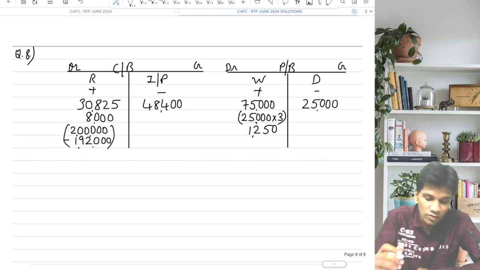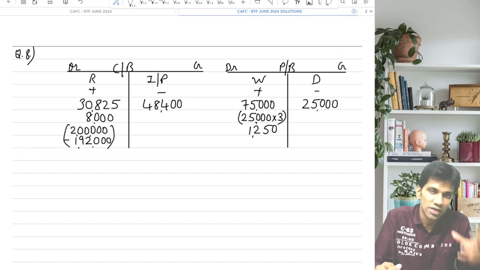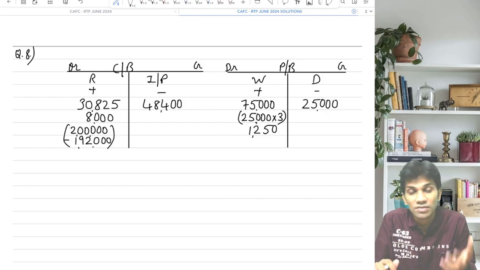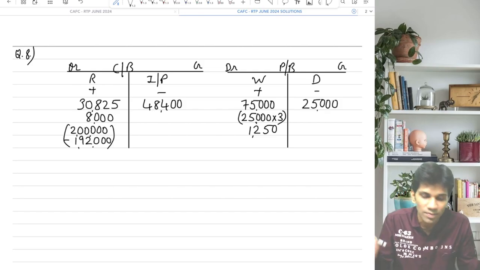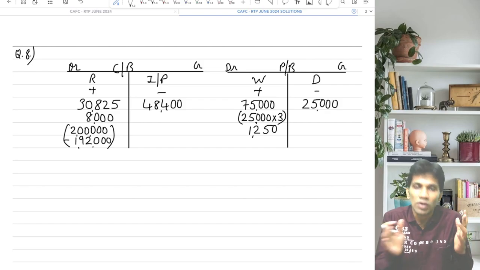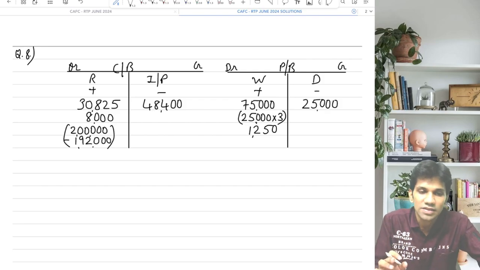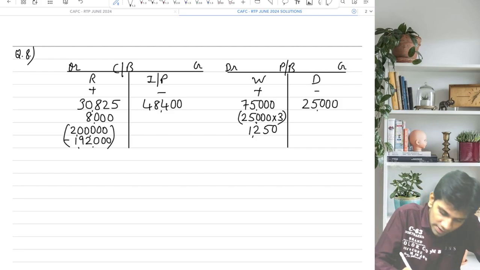So this is how I go with BRS. I first plot the figures where it will be recorded on the receipts, on the payment, or on the withdrawal, on the deposits, plus minus, which we do while preparing a BRS. So basically what item will be added, what will be deducted, that I have plotted here. Now we'll prepare bank reconciliation statement. Let's continue.